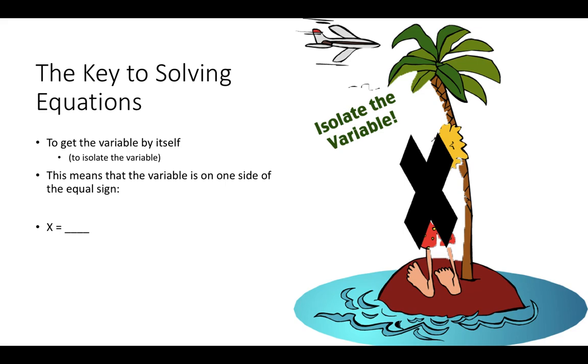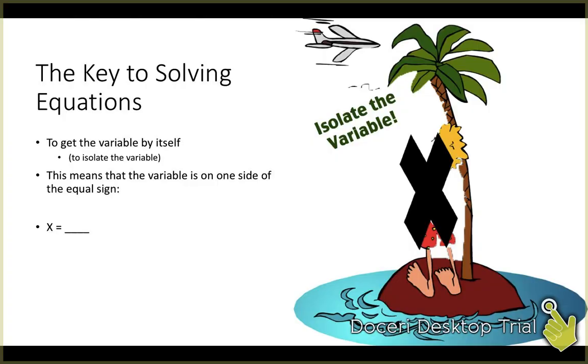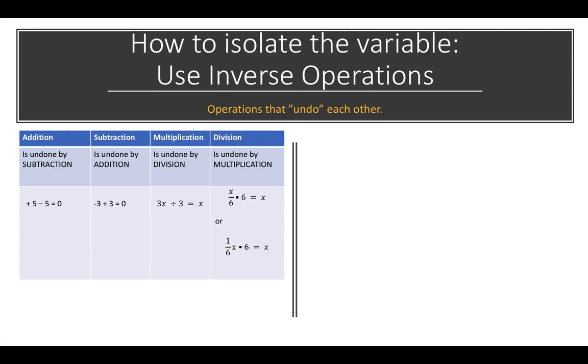So if you look at this variable, this x, it's on an island, it's by itself, it's isolated. To isolate, to get it by itself, it means that the variable, or in this case x, is all by itself on one side of the equal sign. Okay, so that's what we want to try to do. How do we go about doing it?